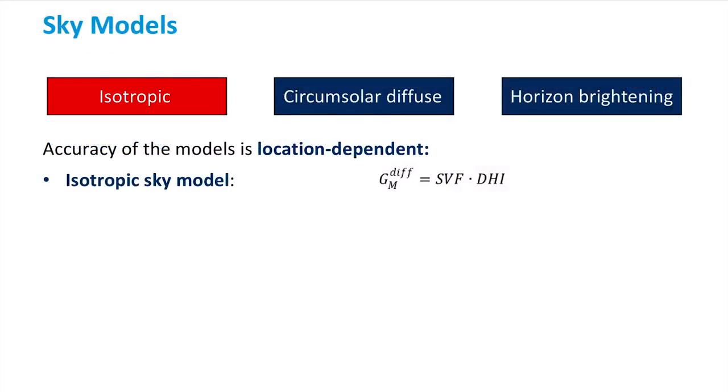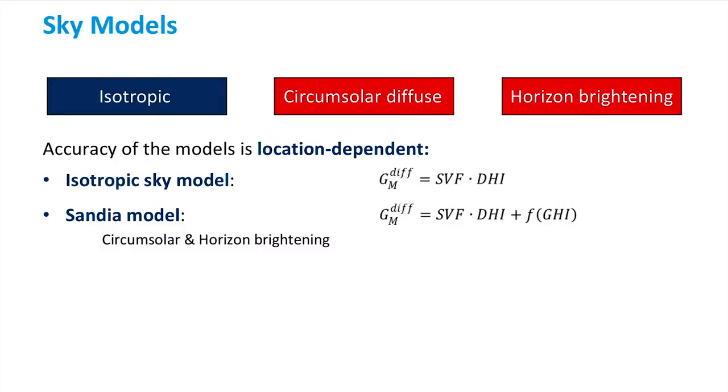The simplest one is the isotropic sky model. The isotropic sky model assumes that the diffused radiation is uniform across the sky and is only a function of the sky view factor and the direct horizontal irradiance. Then we have the Sandia model. The Sandia model also takes the circumsolar and horizon brightening into consideration by means of an empirical formula that is a function of the sky view factor, diffuse horizontal irradiance, and global horizontal irradiance.